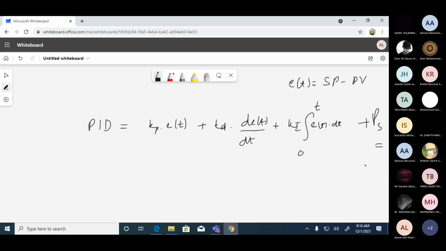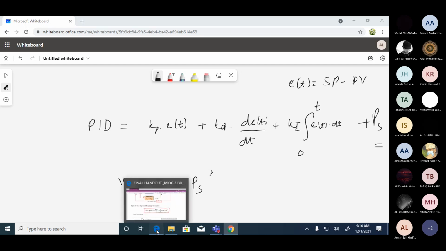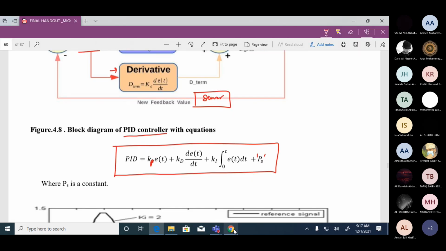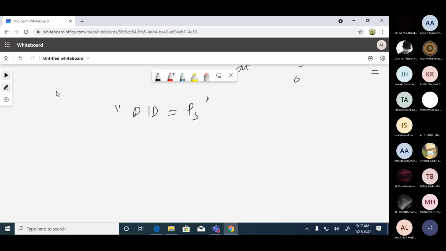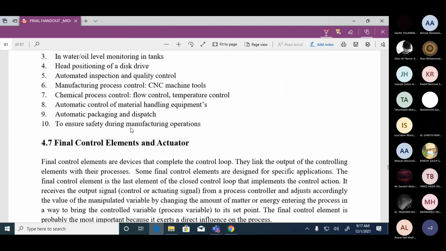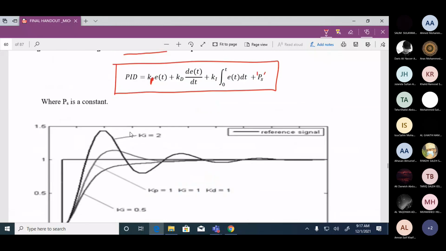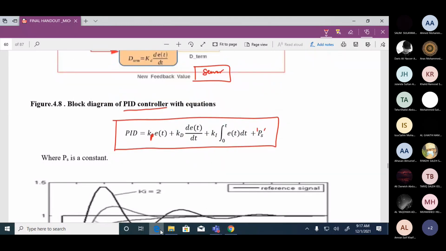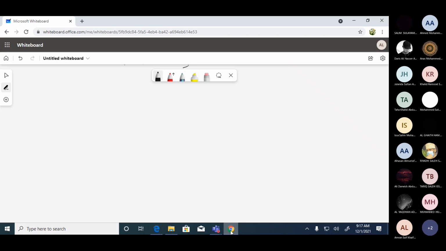So whenever the error is going to be equal to 0, the output of the PID controller will be equal to Ps. Okay, why do I need this situation? Why do I need the output to be at Ps or at a constant value? So let us see this example. Okay, I'm going to give you an example. Let me see if it's there in your handout before that. Okay, I need to give you an example. So we go here.